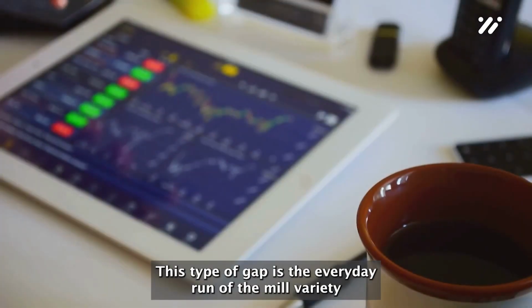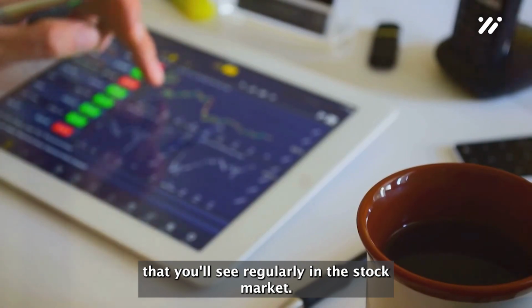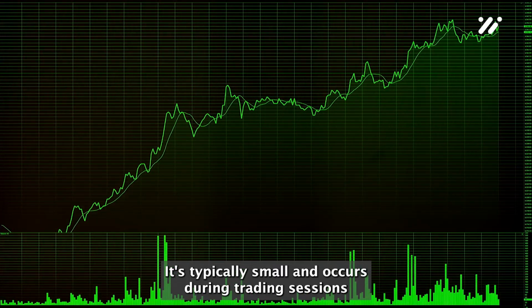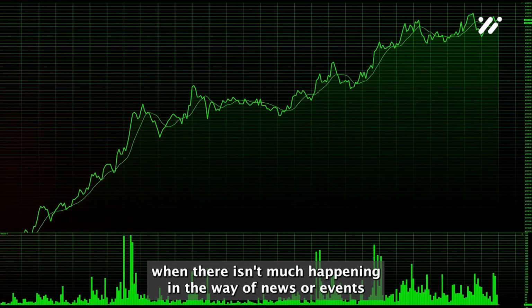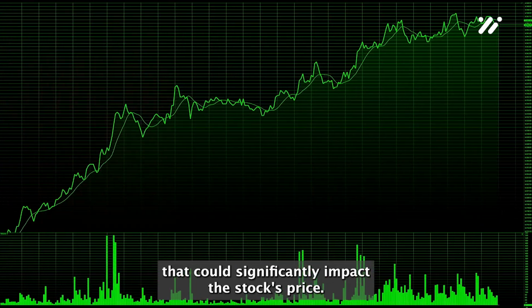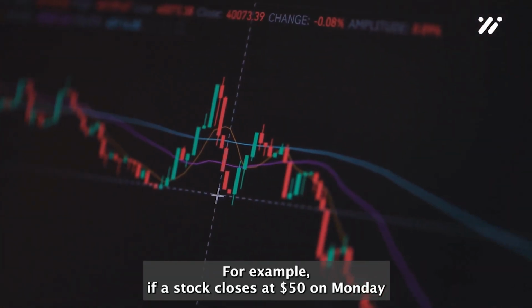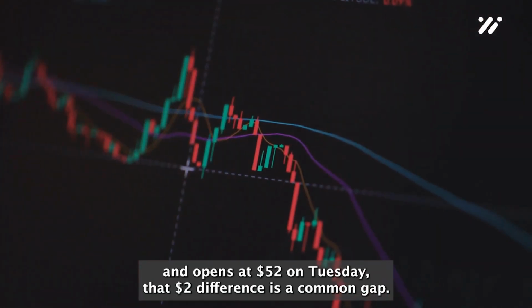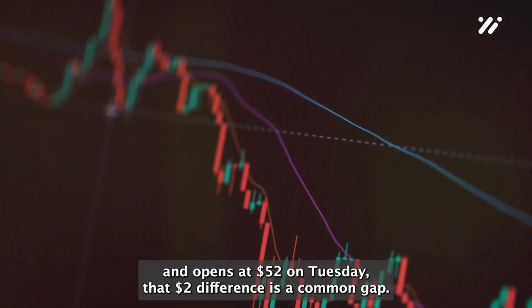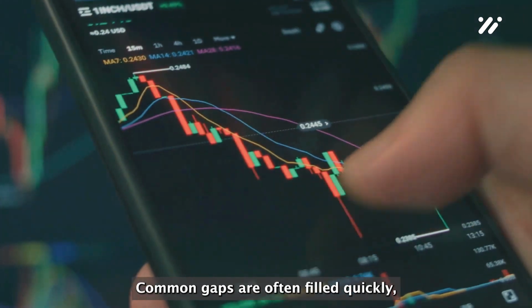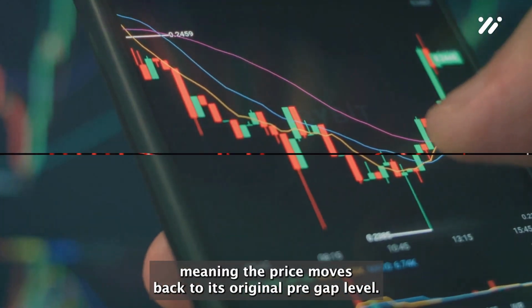This type of gap is the everyday run-of-the-mill variety that you'll see regularly in the stock market. It's typically small and occurs during trading sessions when there isn't much happening in the way of news or events that could significantly impact the stock's price. For example, if a stock closes at $50 on Monday and opens at $52 on Tuesday, that $2 difference is a common gap. Common gaps are often filled quickly, meaning the price moves back to its original pre-gap level.